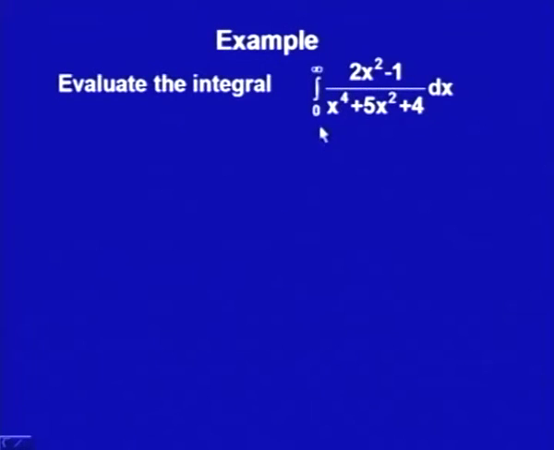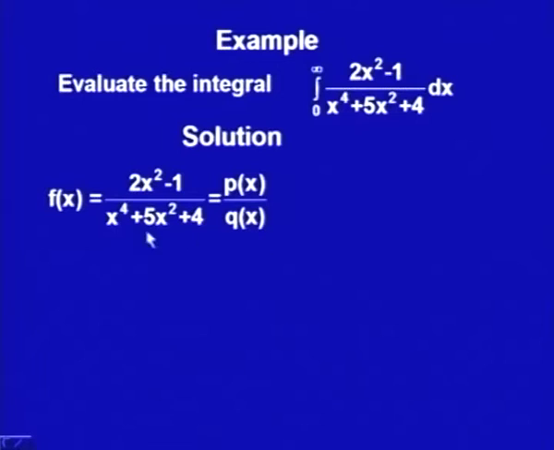Say, evaluate this integral from 0 to infinity of 2 x square minus 1 upon x to the power 4 plus 5 x square plus 4 dx. We have my function f x as 2 x square minus 1 upon x to the power 4 plus 5 x square plus 4. This is of the form p x upon q x. P x is 2 x square minus 1, a polynomial of degree 2. The q x is of the form x to the power 4 plus 5 x square plus 4. This is also a polynomial, of degree 4.